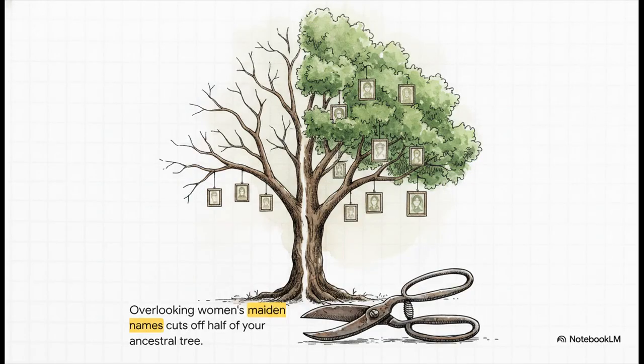Now, what's really interesting about this slide is the sheer scale of the error. Overlooking women's maiden names literally cuts off half of your ancestral tree. Think about that. If we are only researching married women under their husband's surname, we're doing it wrong. We have to intentionally seek out marriage records, probate documents, and death certificates under a woman's birth surname if we want to unlock that whole other half of our heritage.